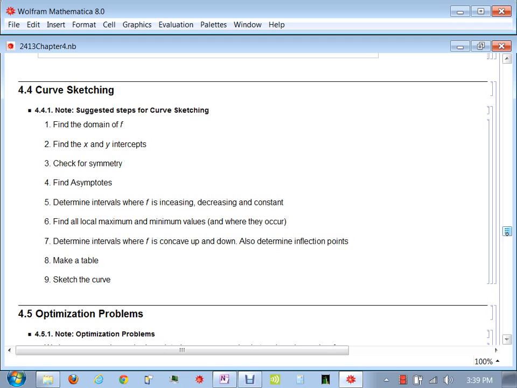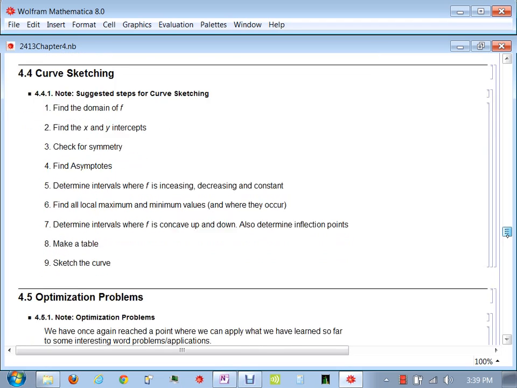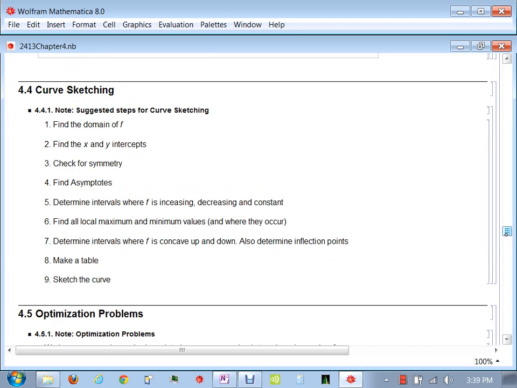What about this curve sketching? That's the next section. Ooh. So before graphing calculators, right? There had to be a way to graph functions. Computers can do them now, right? But before that, how is it done? Well, there's a set of steps, a procedure, so to speak.